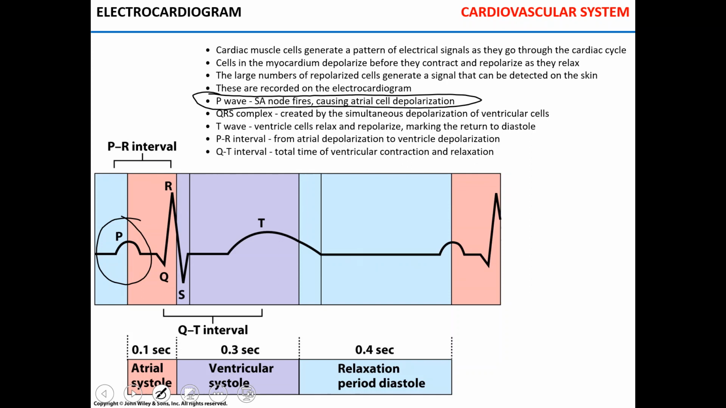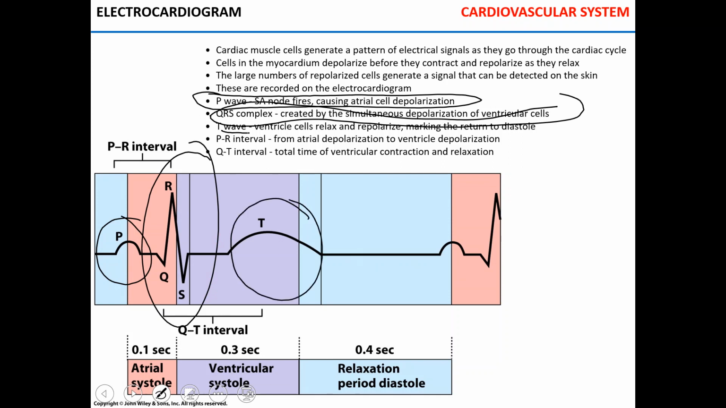When ventricles depolarize and contract, that moment is characterized by the so-called QRS complex. And when ventricles relax, when ventricles repolarize, you can observe T wave on the EKG.